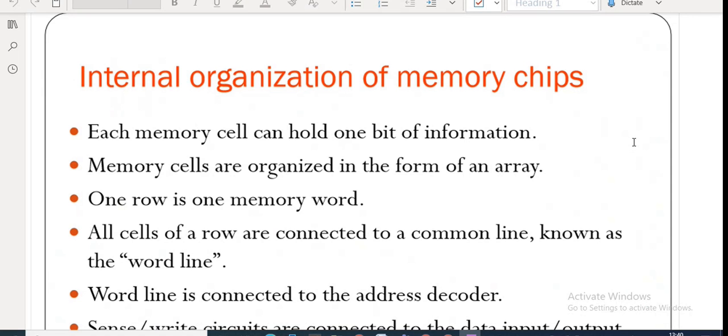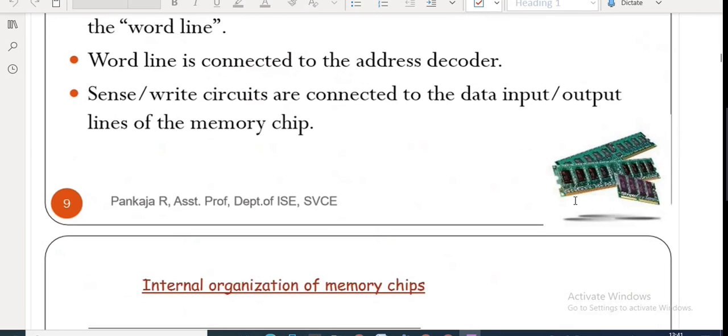Before going to either SRAM or DRAM, we'll look into the general structure of how memory is organized. If you have observed your system, it is not just a single chip of memory. Whenever you take RAM, I think I have a diagram here. Can you see, it will have multiple chips connected. Just check in your system, you will have a slot for RAM.